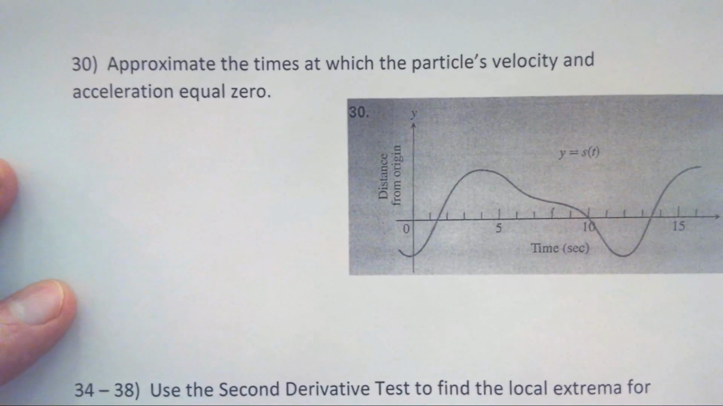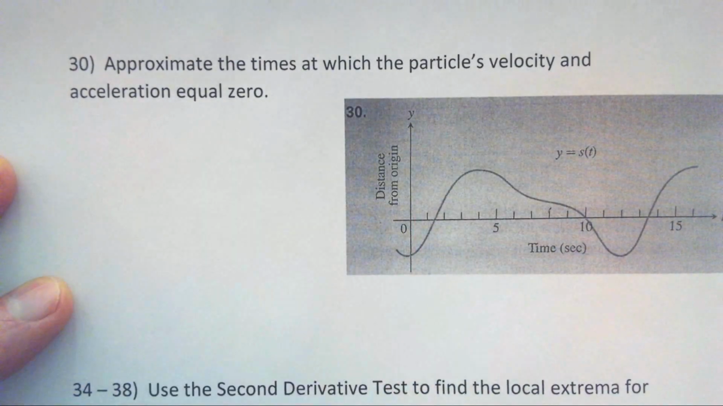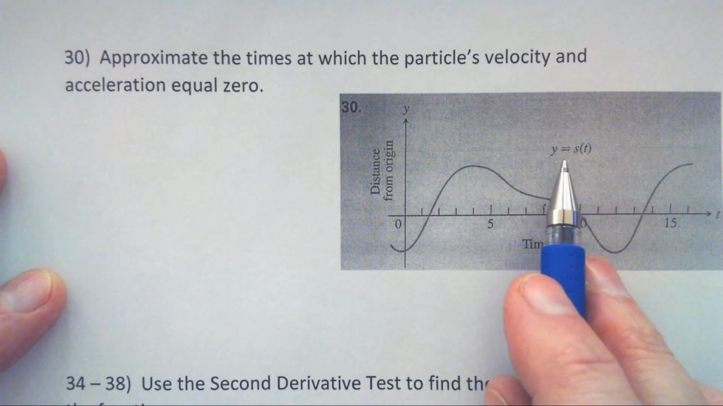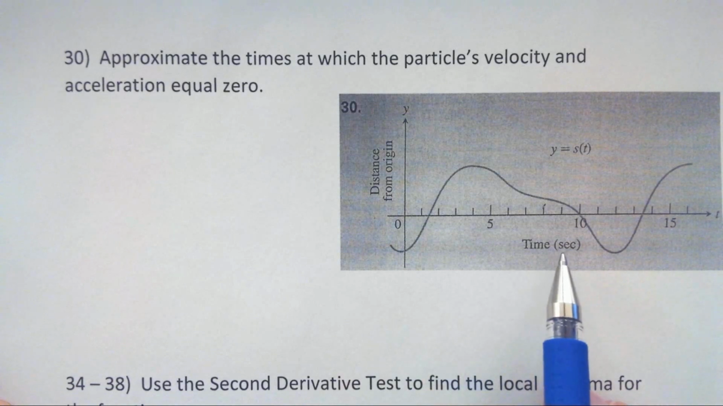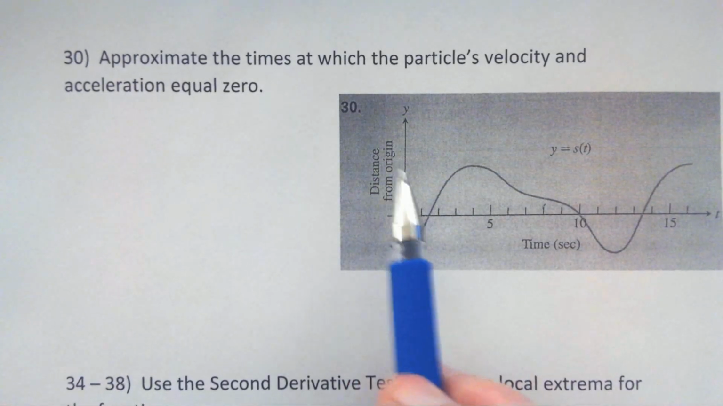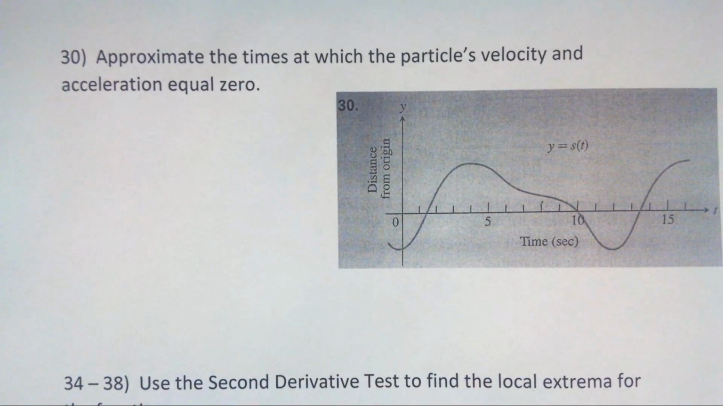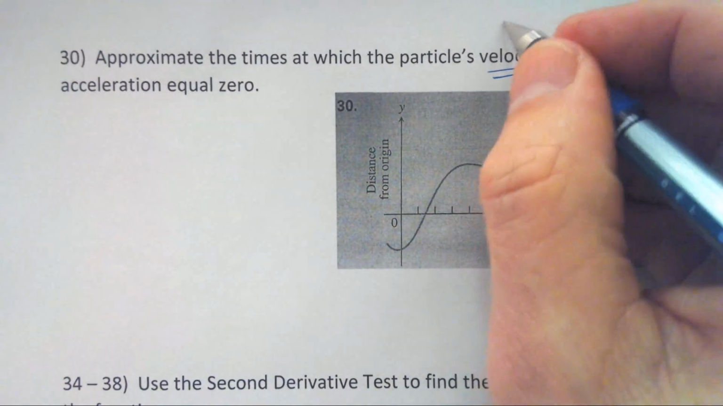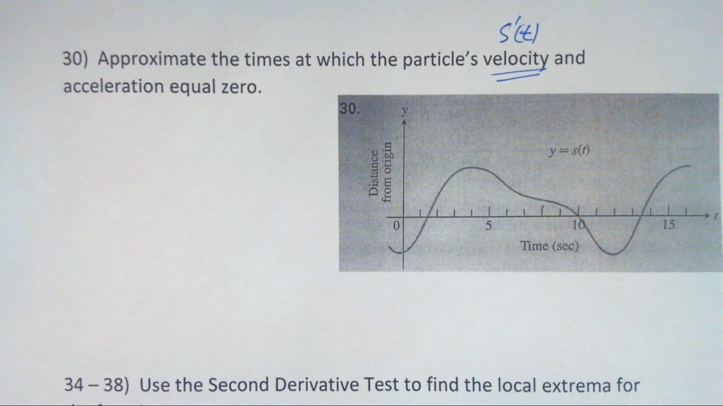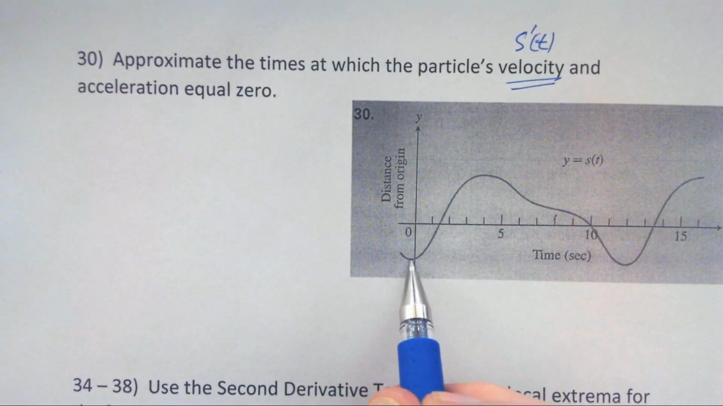Okay, continuing on. Approximate the times at which the particle's velocity and acceleration are 0. So here we're given, if you can see this right, a position curve. We've got a distance from origin, we've got a time in seconds. So we're going to talk about when the particle's velocity equals 0. Well, velocity is s prime of t. It's the first derivative. And if the first derivative is 0, the slope is 0. So we're looking for where the slope is 0, and the slope is 0 right back here.